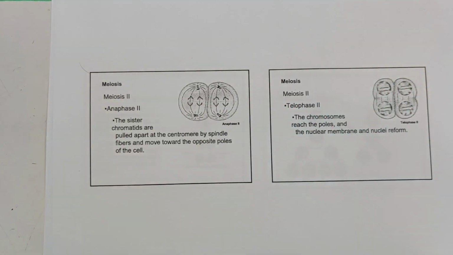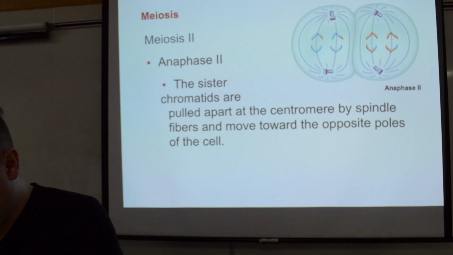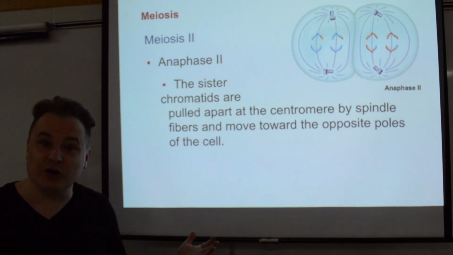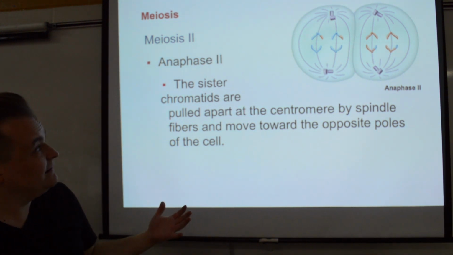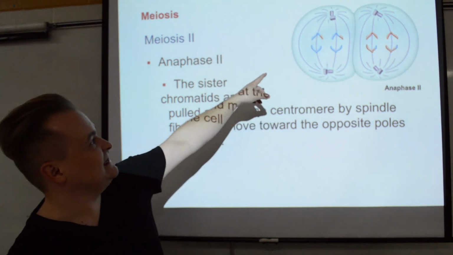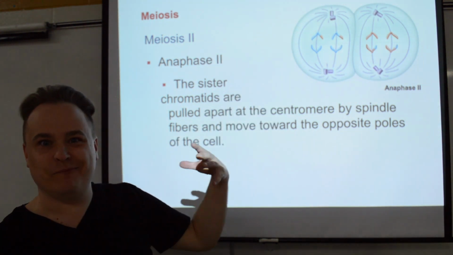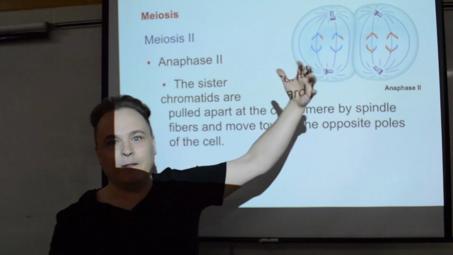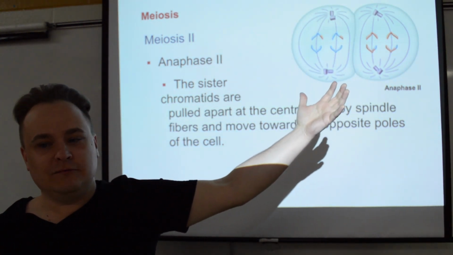In anaphase, the sister chromatids are pulled apart by the spindle fibers and moved to opposite poles. That's exactly what normally happens in anaphase, right? Except now you can see that they're not partnered up anymore. They don't have a partner. This chromosome and this chromosome are going to be separated. They're not going to have their matching set anymore.